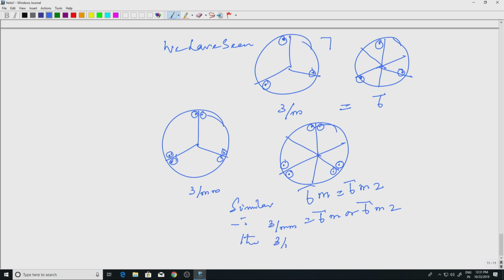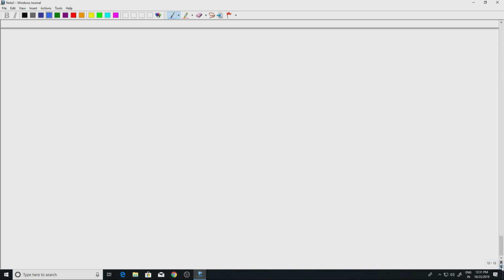The 3 by mm in trigonal. So 3 by m becomes 6 bar, 3 by mm becomes 6 bar.